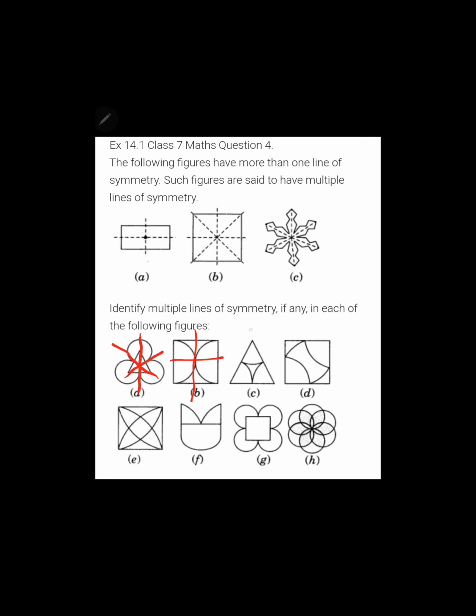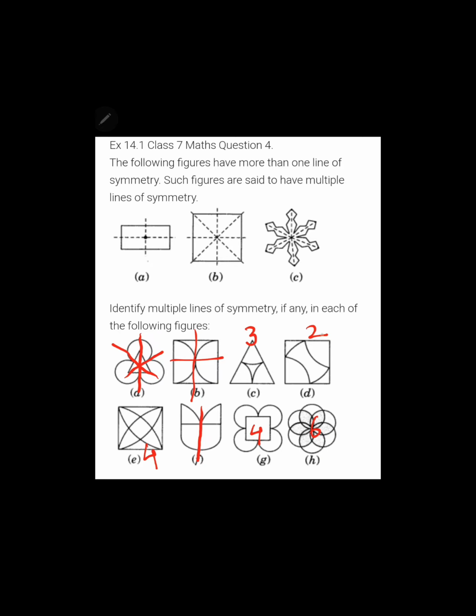So for this figure, we have 3 lines of symmetry. For this figure we have 2 lines of symmetry. This has 4 lines of symmetry. This has 1 line of symmetry. This has 4 lines of symmetry. And for the last figure we have 6 lines of symmetry.